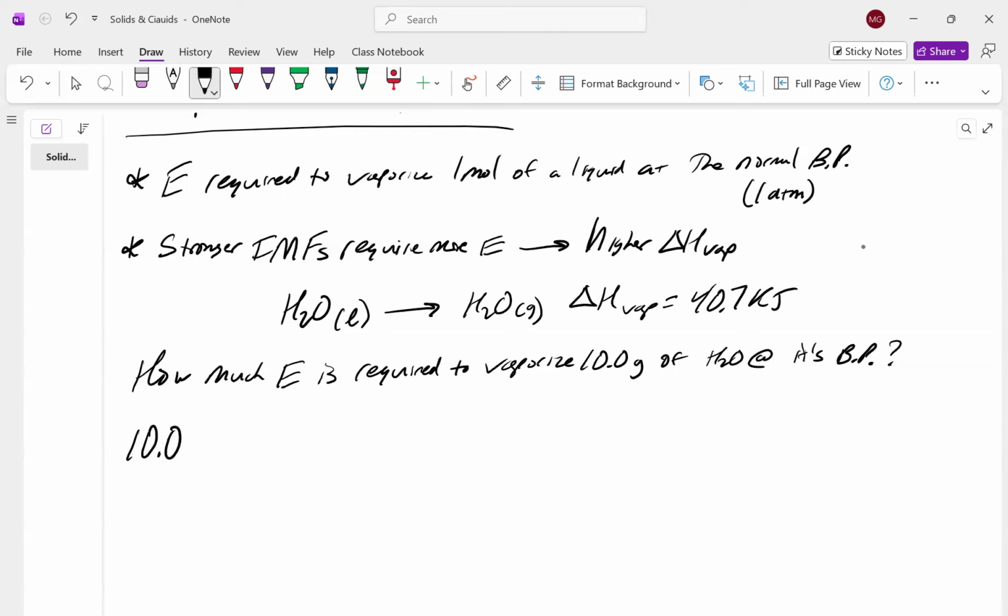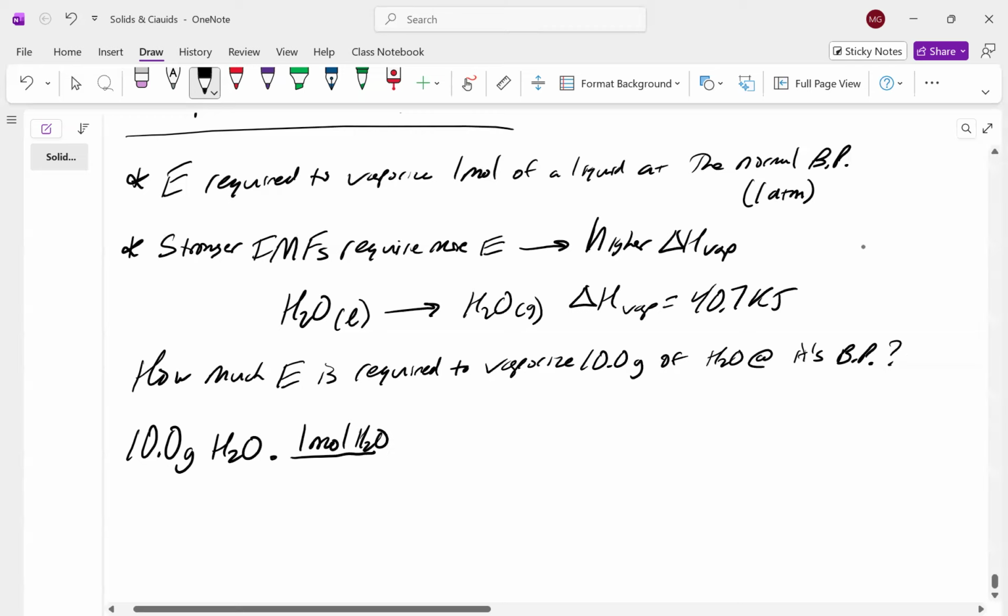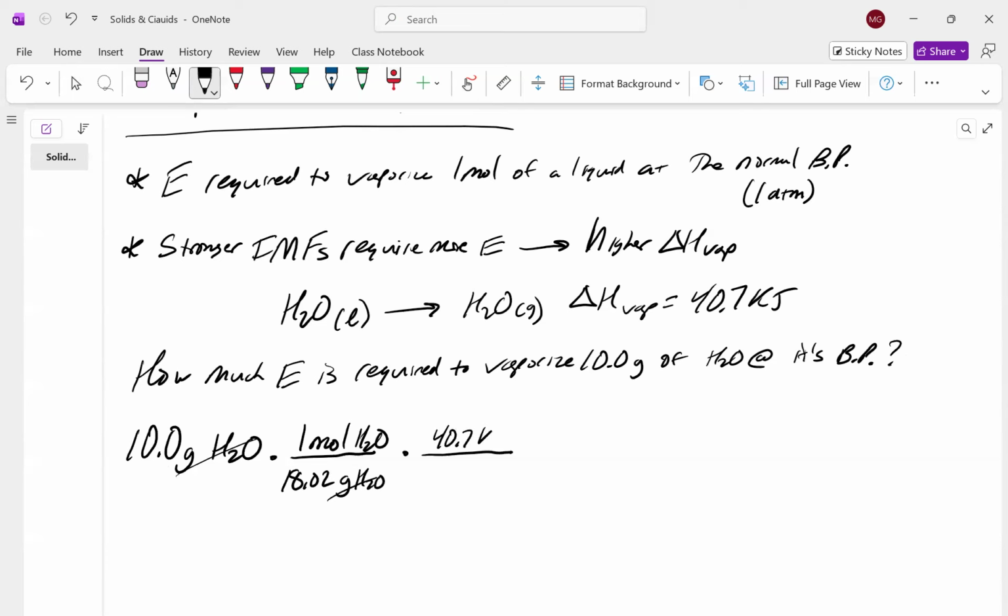So we're starting with, the only value we're given is 10 grams of water. And you have to remember that these delta H values, these enthalpy values, are assuming 1 mole of substance. So let's get this into moles of water. 1 mole of water has a molar mass of 18.02 grams. And then the other data we have is that 40.7 kilojoules is required to vaporize 1 mole. This is just a simple plug into your calculator, and that comes out to 22.6 kilojoules.